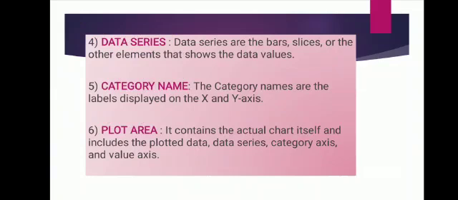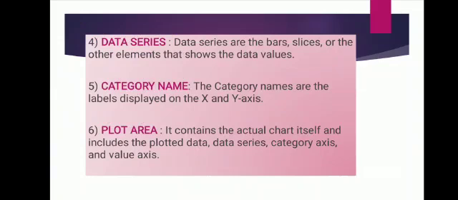Now next is data series. Data series are the bars, slices or other elements that show the data values. In the diagram I showed previously, I had used the bar chart. So it can be a bar chart, pie chart slices or other elements that show the data values. They are data series. Next is category name. The category names are the labels displayed on the x and y axis. The names we have given to the x axis and y axis are their category names.